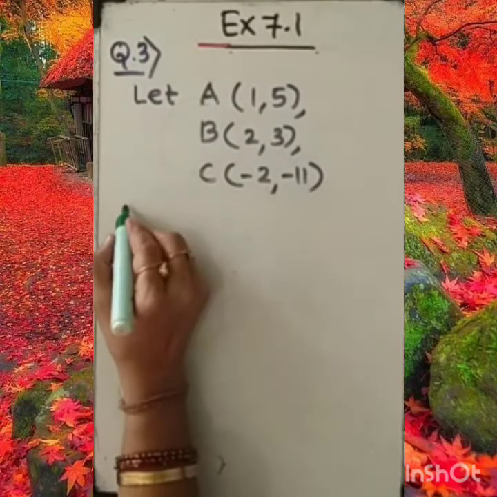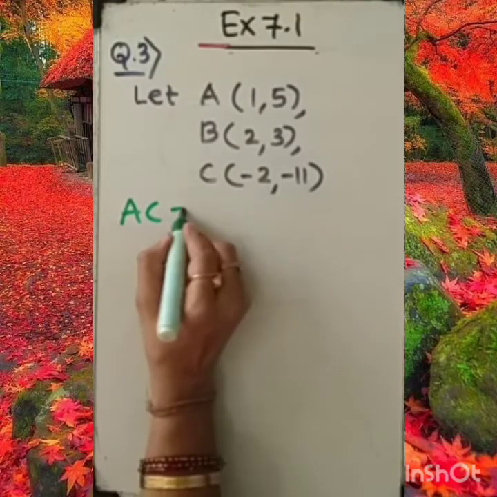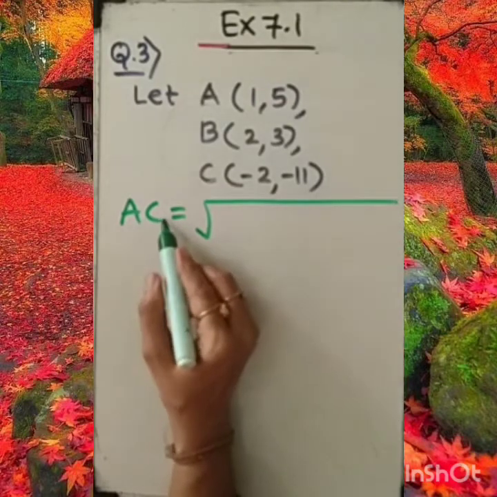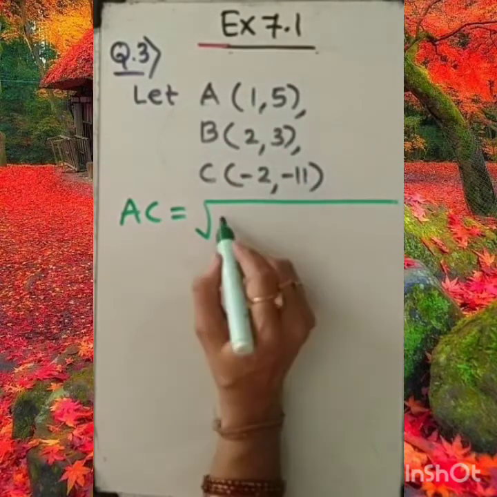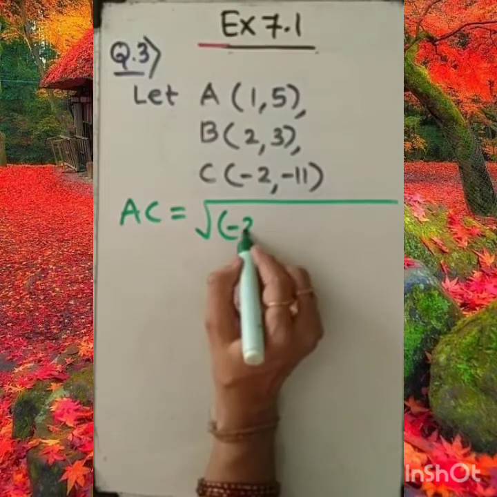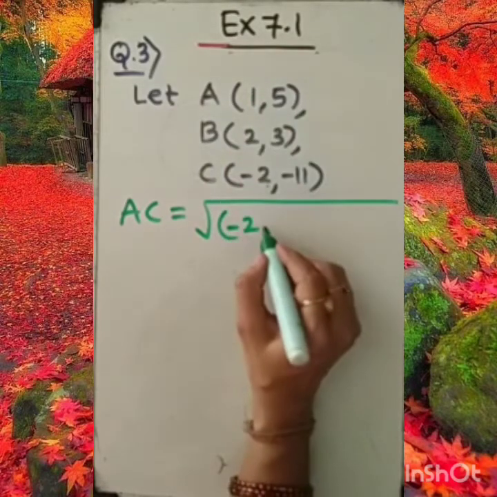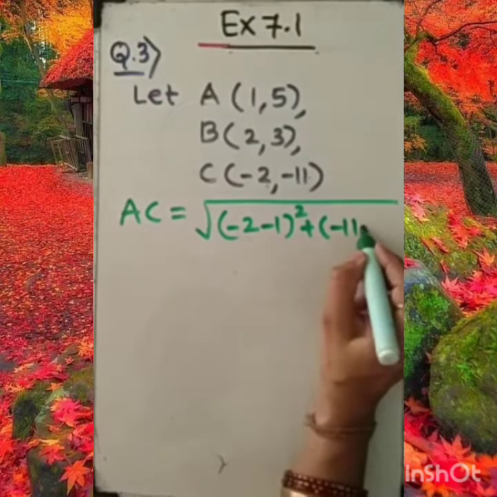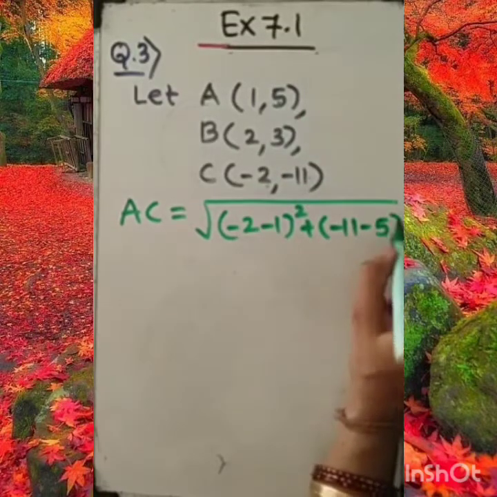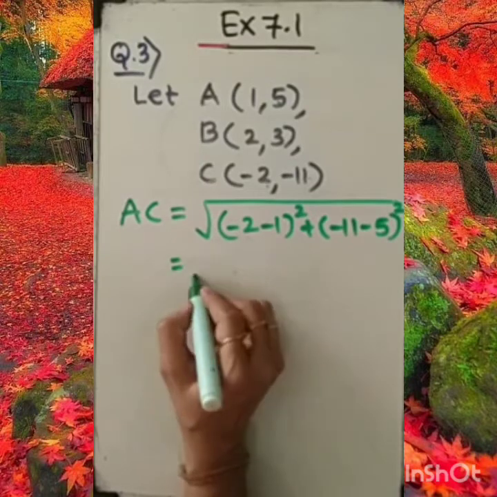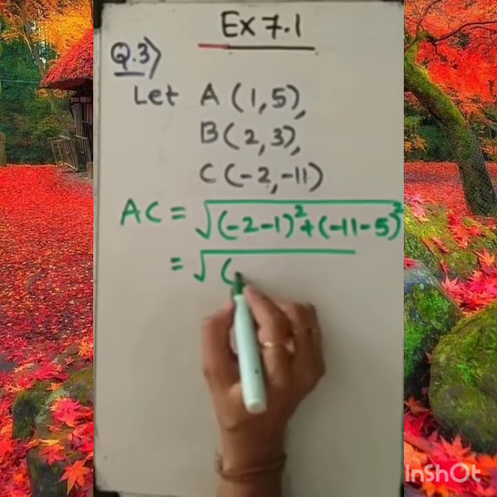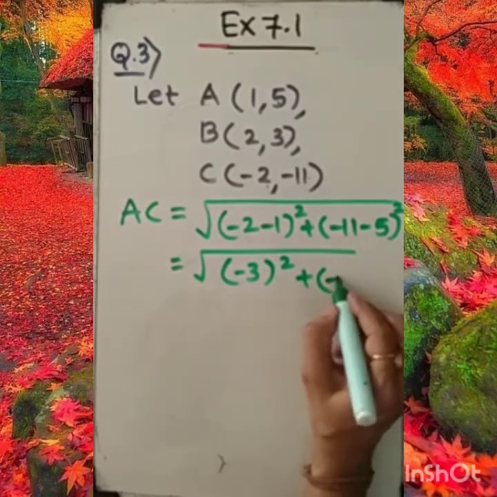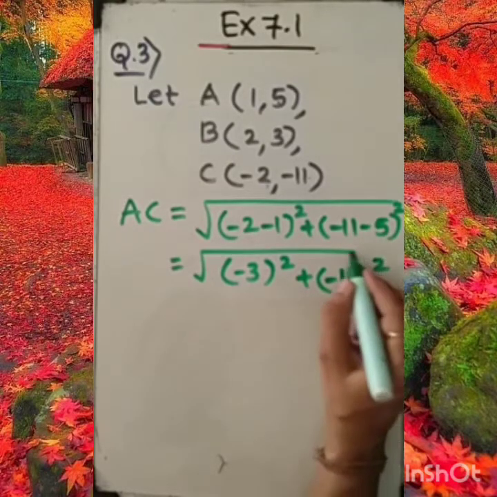So we are finding the distance between two points A and C, under root of. Okay. So AC means the distance between A and C. So first of all, I need to write (x2 minus x1) squared plus (y2 minus y1) squared. Be careful about the sign. Same sign addition: minus 2 minus 1 is minus 3. Minus 11 minus 5 is minus 16.